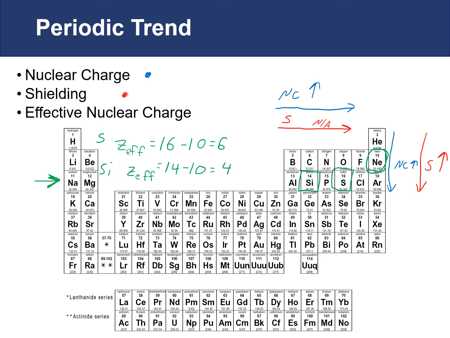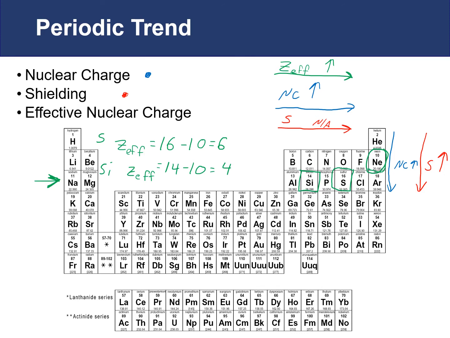So the net for our effective nuclear charge is that it increases as we go to the right, and it will actually decrease as we go down. The reason it decreases as we go down is partially because the atoms increase in size. The amount of charge that the outer electrons feel is decreased because they're getting further and further away from the nucleus.